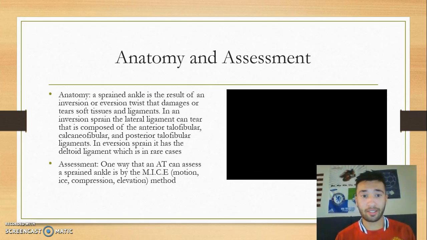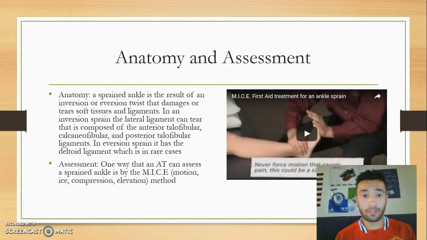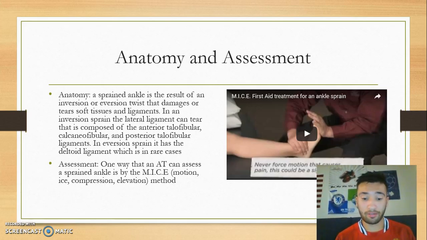The anatomy of this is that sprained ankles result from an inversion or eversion twist. As you saw in the last picture, it's from an inversion twist that damages or tears soft tissues and ligaments. The most common injury is from an inversion sprain that affects ligaments like the anterior talofibular, calcaneofibular, and posterior talofibular ligaments, which are all on the outside of your ankle. This will cause swelling and pain, and you would not want to put pressure on these specific ligaments or any pressure on your foot.